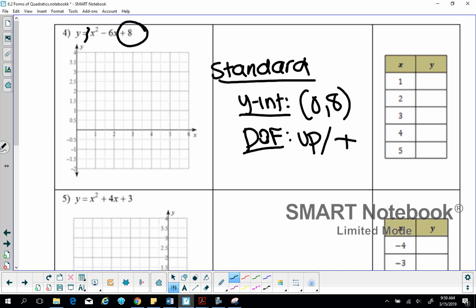Cool. Now, type that equation, x squared minus 6x plus 8, into your table and fill out that table and see if you can find the vertex. So type that equation into your table and see if you can find the vertex.